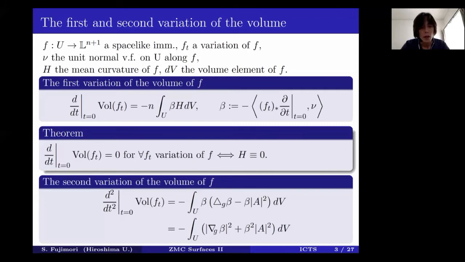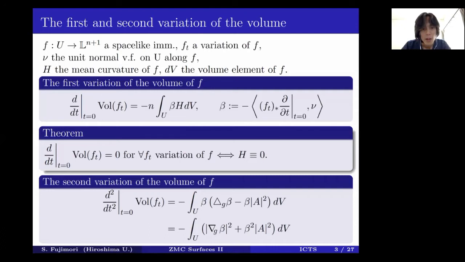Also, the second variation can be computed as follows. Now this sign is different, and this sign is different. So these two signs are different. But from this, you can see the second variation cannot be positive, right?